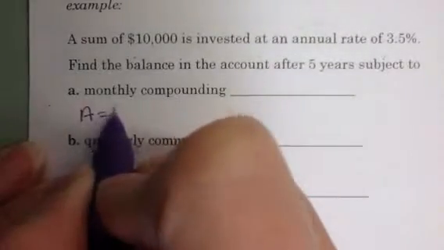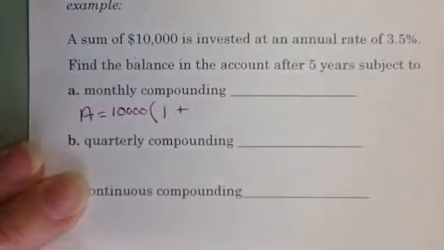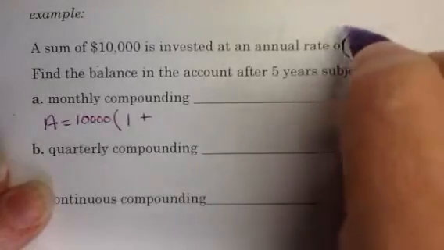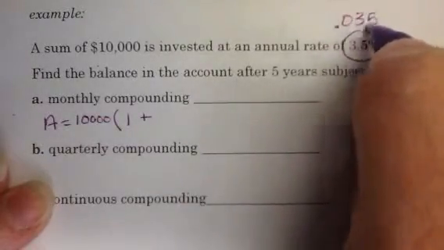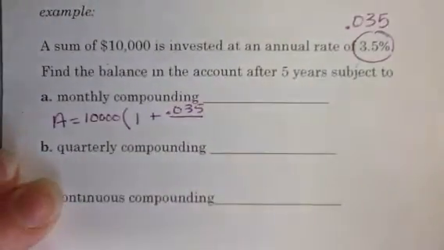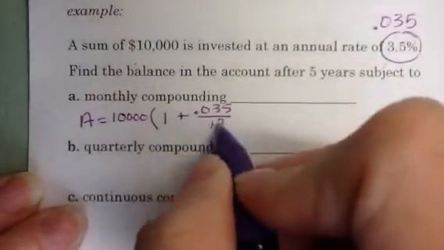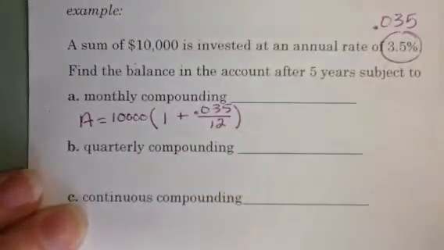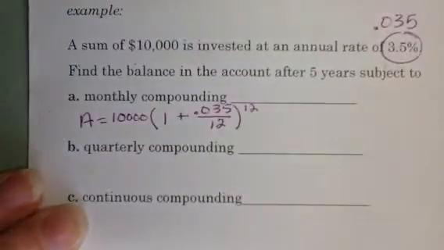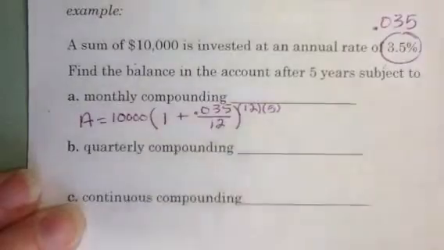A equals, our principal is $10,000 times 1 plus, our rate is 3.5%. As a decimal, 3.5% is 0.035. So 0.035 divided by N. So the number of times a year, if it's compounding monthly, that'll be 12 times a year, to the NT power. So N is 12, number of times a year that it's compounding. And then we're going to do this for 5 years.